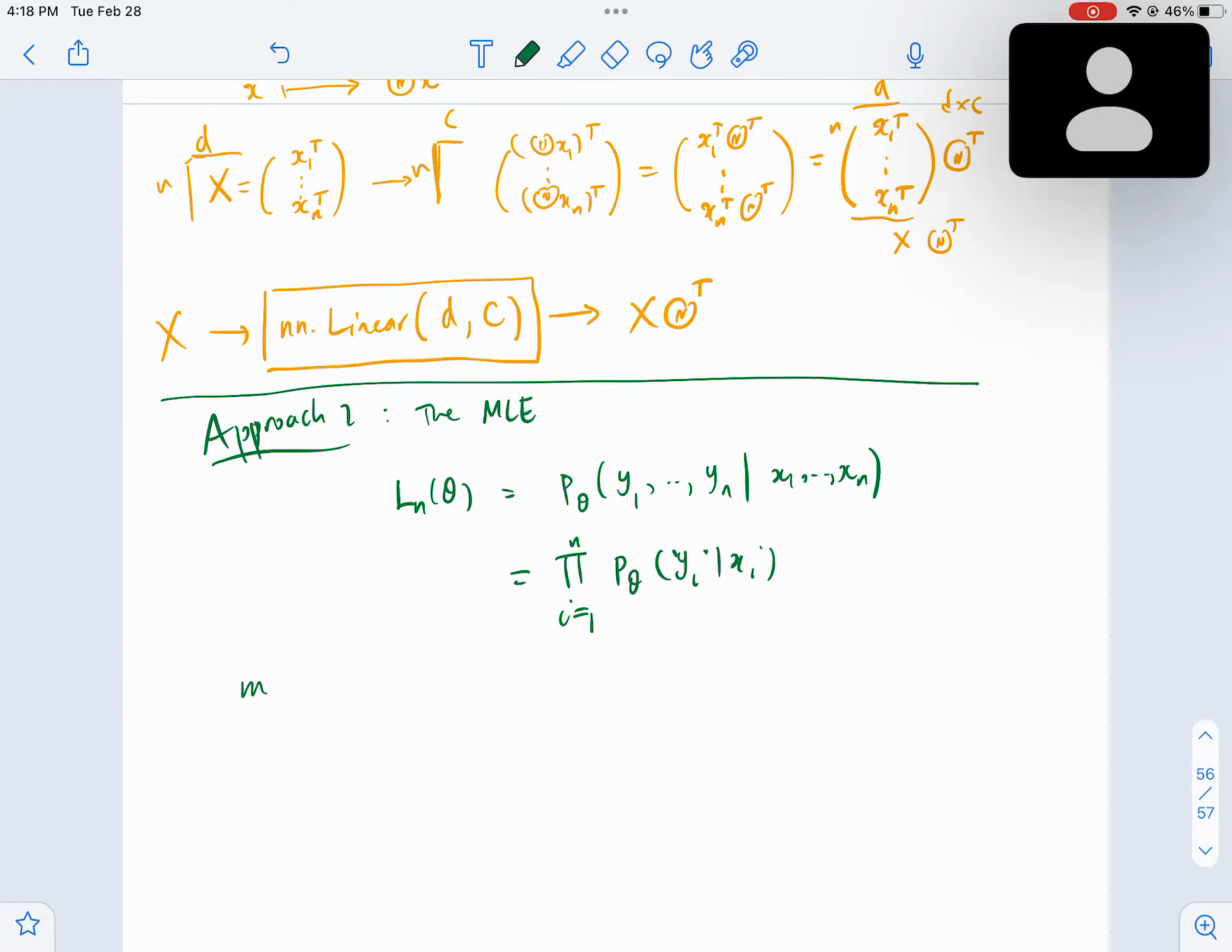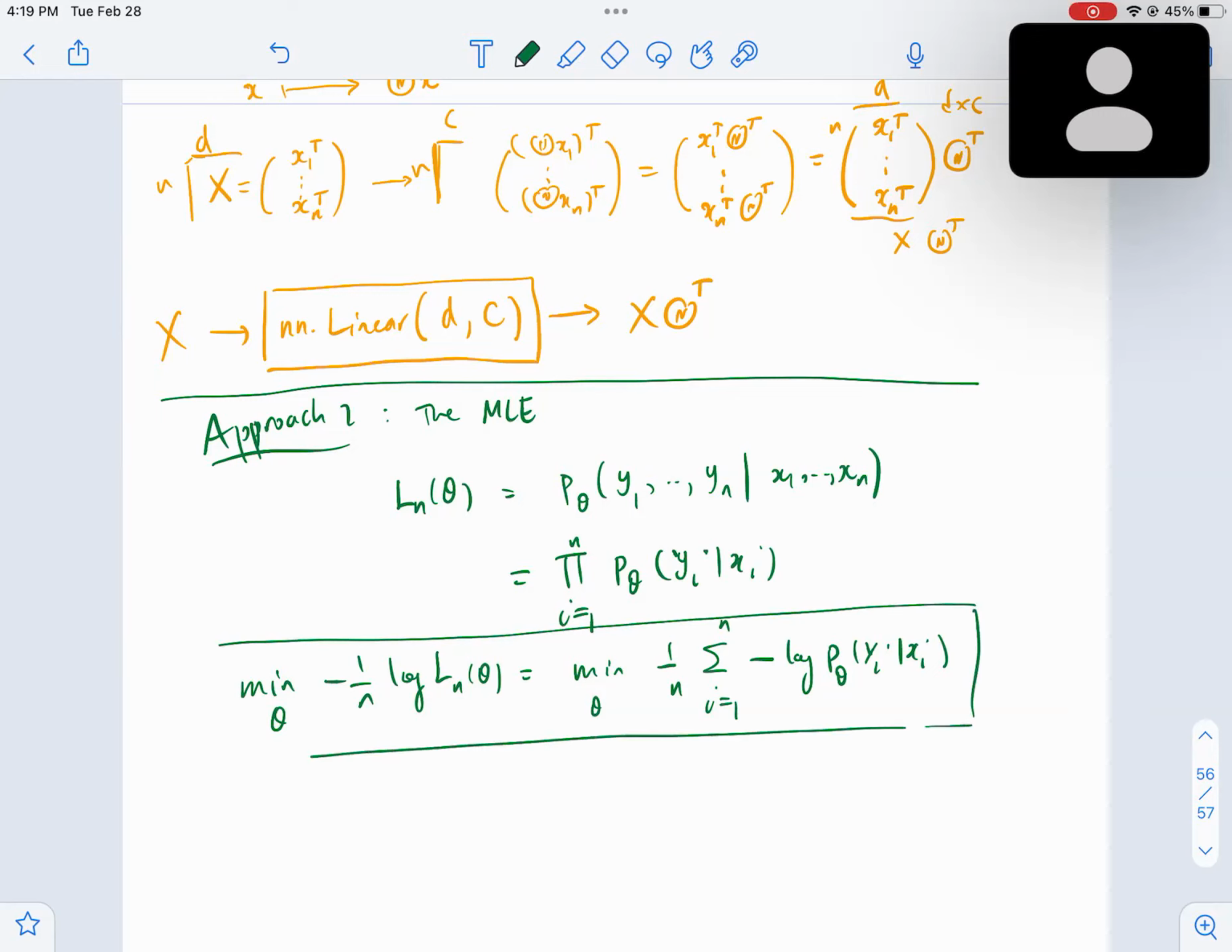And then instead of maximizing it, we minimize the negative log likelihood. So this is a general procedure: minimize (1/n) summation i from 1 to n of negative log p_theta(y_i given x_i). This holds in general for IID sampling. What changes here from the logistic part is the negative log likelihood of a single sample.